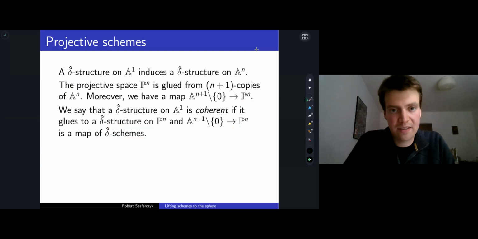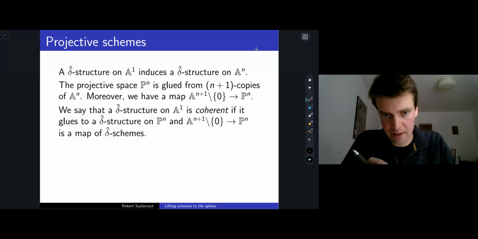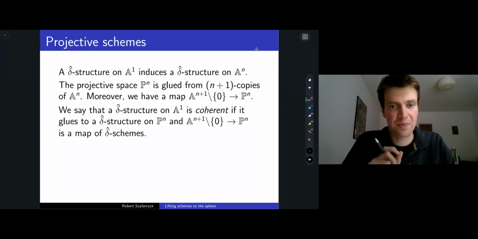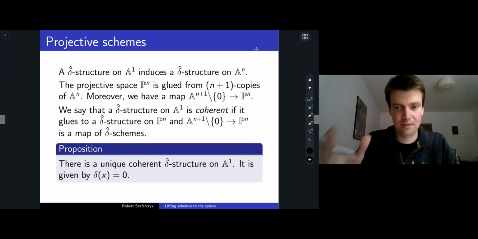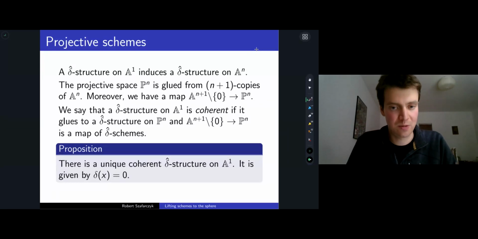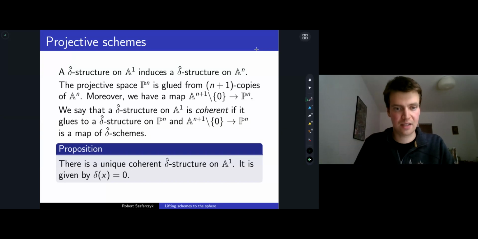So what I want to say is that we have a lot of delta structures on A^1, but we're looking now only at those which are reasonable to define P^N. And it turns out that there's only one reasonable delta-hat structure on A^1. And this is the canonical one.